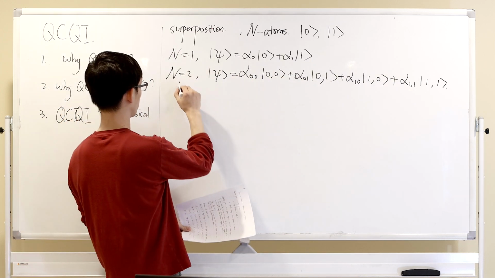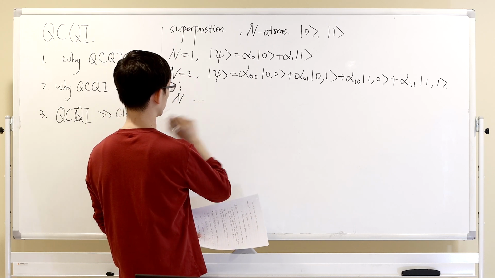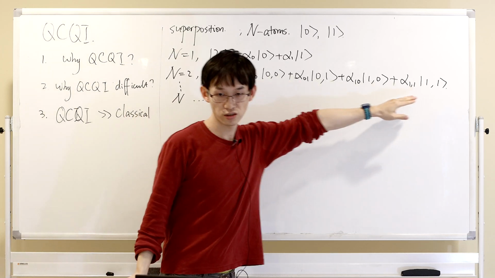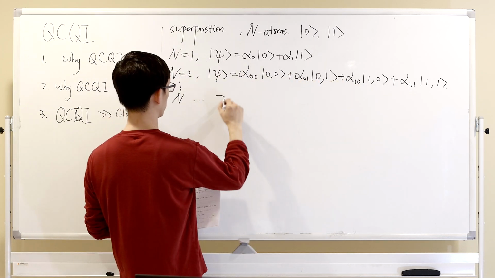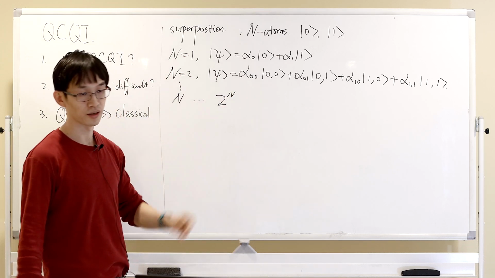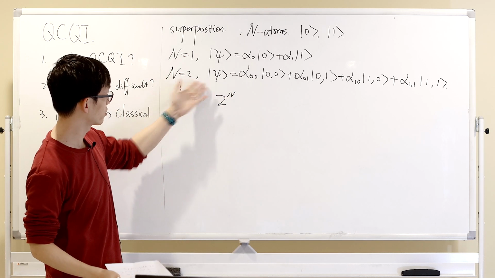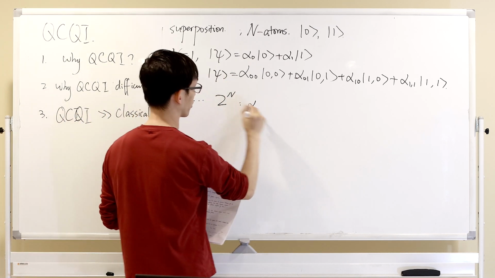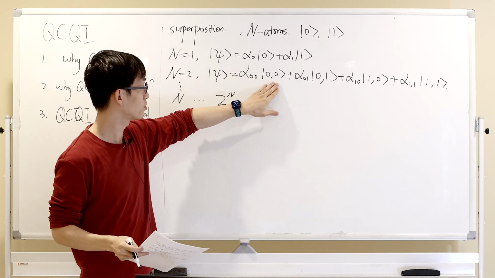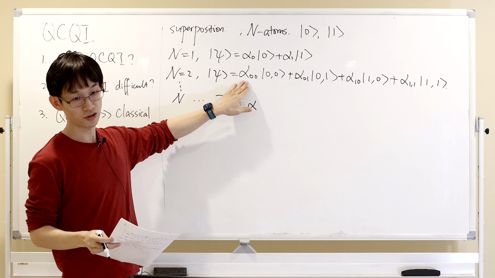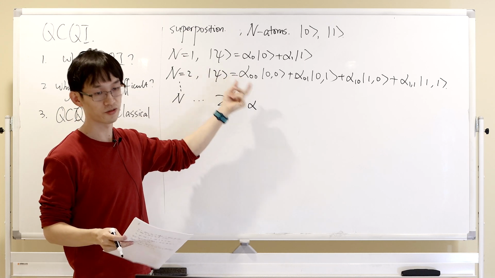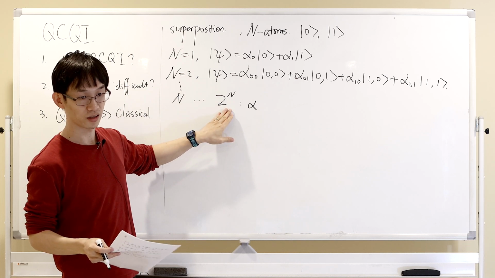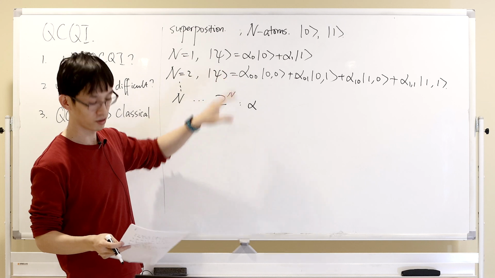And then you can quickly see that the number of possible configurations of your states is 2 to the n. And to completely describe this superposition state, you need 2 to the n coefficients, alpha. Each of these possible configurations has a coefficient in front that describes its weight and also its phase. So you need 2 to the nth parameters to describe this thing.